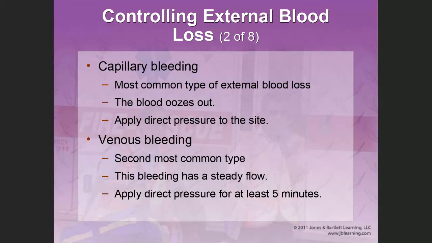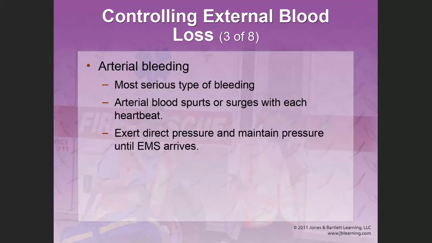Venous bleeding, second most common type. This bleeding has a steady flow. Apply direct pressure for at least 5 minutes, and the pressure must exceed the flow inside of the vessels for a clot to start forming. For arterial bleeding, this is the most serious type of bleeding. Arterial blood spurts or surges with the heartbeat. Exert direct pressure and maintain pressure until EMS arrive.